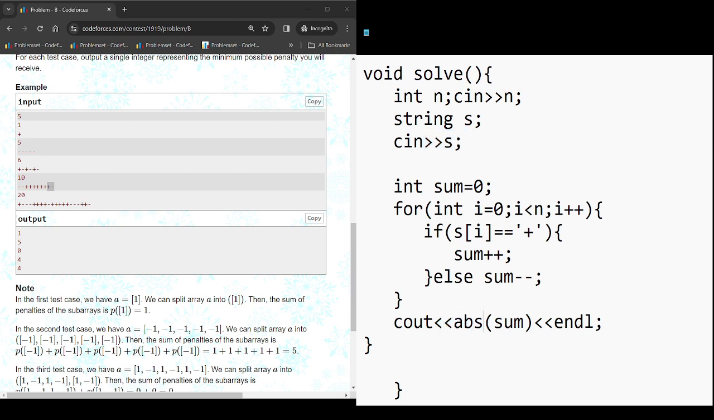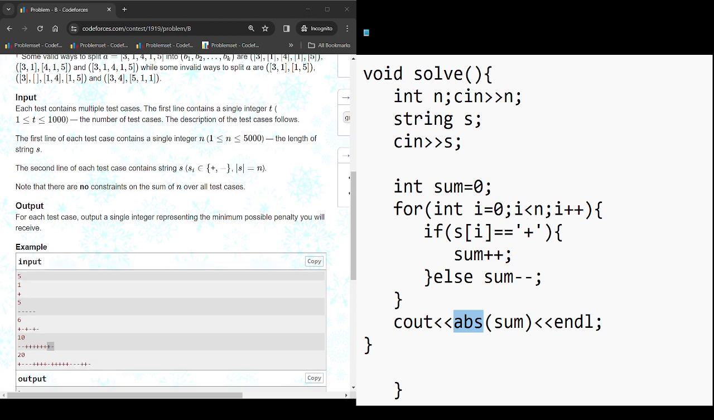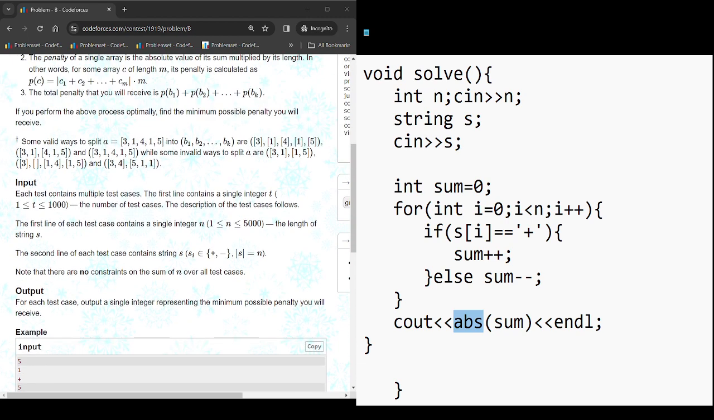Why have I taken the absolute value? Because if there is minus minus minus minus minus, then the answer would be minus 5, and I don't want it to be minus 5, I want it to be 5. Because penalty is always in mod, right? So that is the answer.